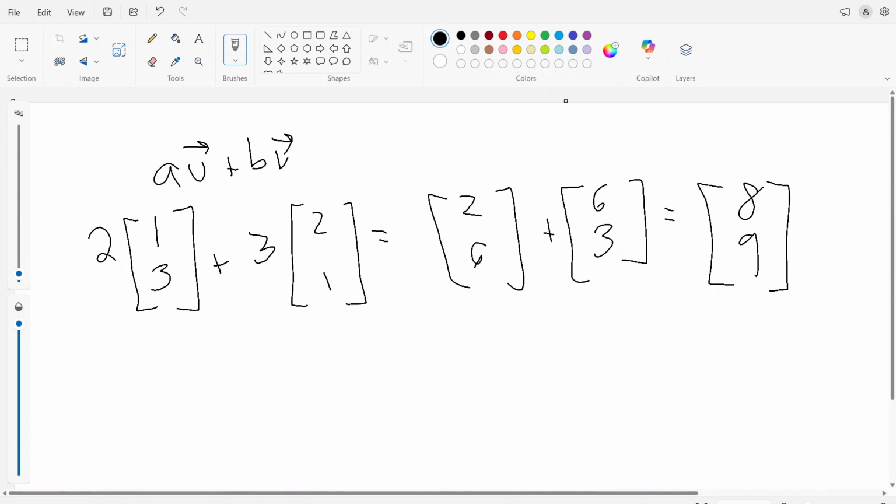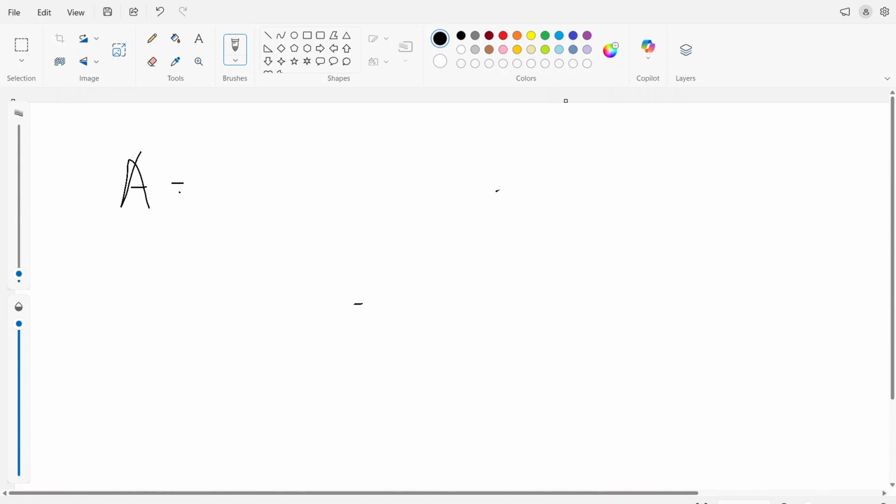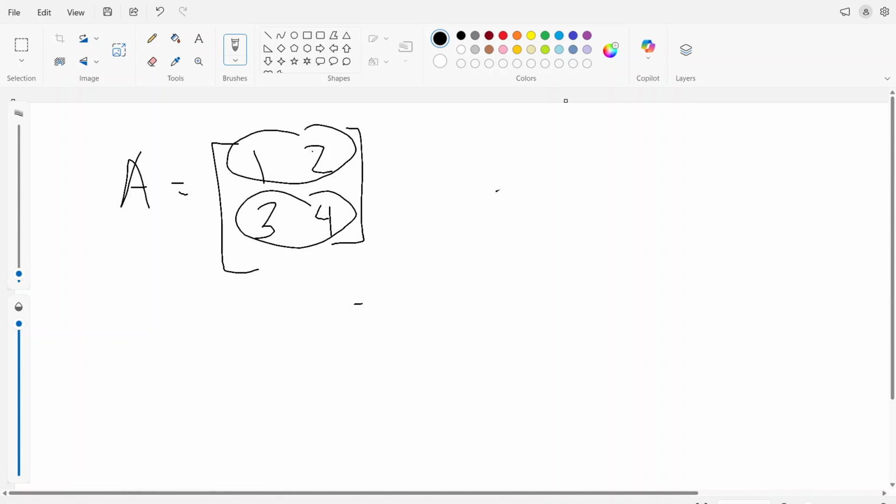The fifth thing I want to go over is matrices, as we have already looked at previously. A matrix is just a rectangular table of numbers. So for example, 1, 2, 3, 4. This is a matrix. This matrix has 2 rows and 2 columns, so we call this a 2 by 2 matrix, as we have already established and looked at a lot.